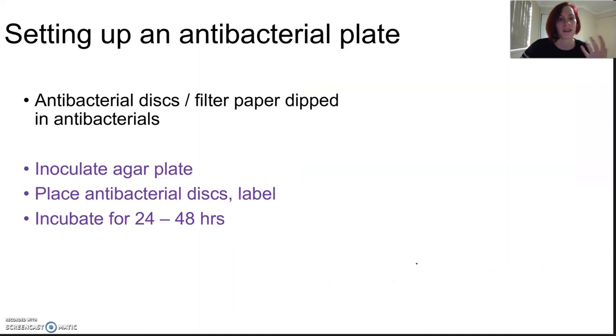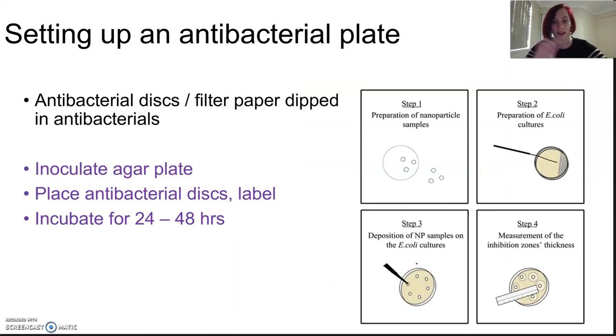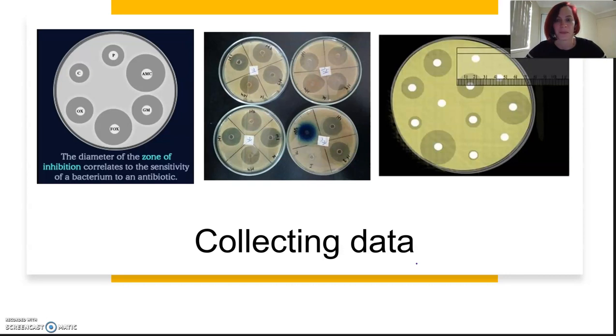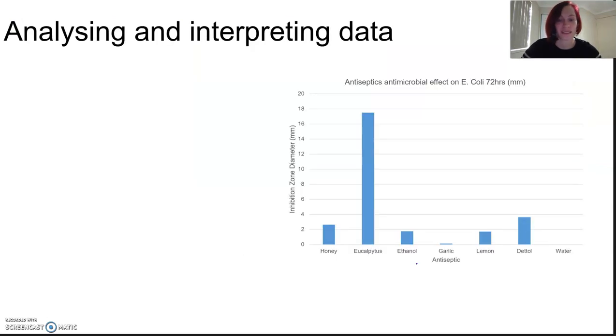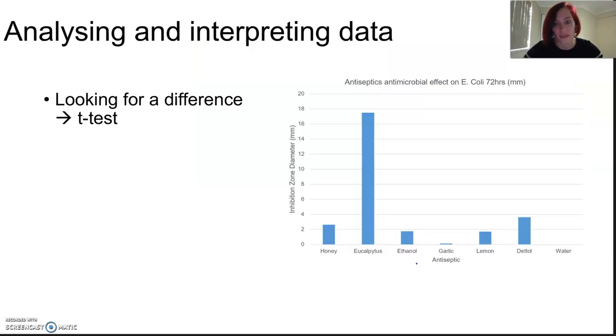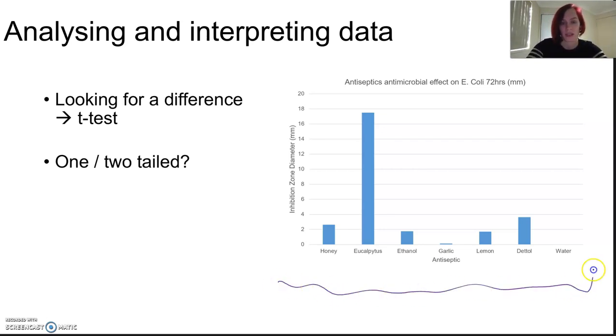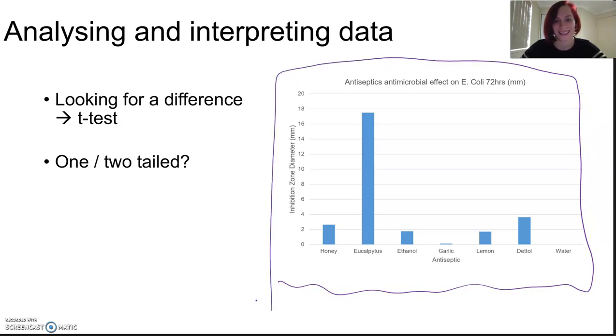When we set them up on the plate, we're going to have a lawn inoculation first. We're going to color in that agar plate. We're going to place antibacterial discs on it, and we're probably going to incubate it for 24 to 48 hours, depending on when your classes are, basically. We collect data by actually getting out a ruler and measuring the diameter of the zone of inhibition. Okay, when we collect that data, we can tabulate it, we can do our analysis. We might be looking for differences, and we might have to consider whether things are one-tailed, two-tailed. Okay, this is from a student many years ago of mine whose data I stole. He tested the antibacterial, antiseptic action of various substances like honey, eucalyptus oil, ethanol, things like that.